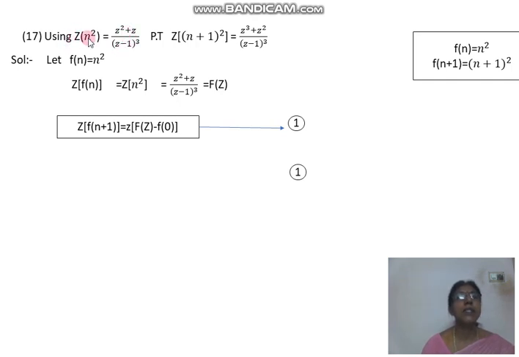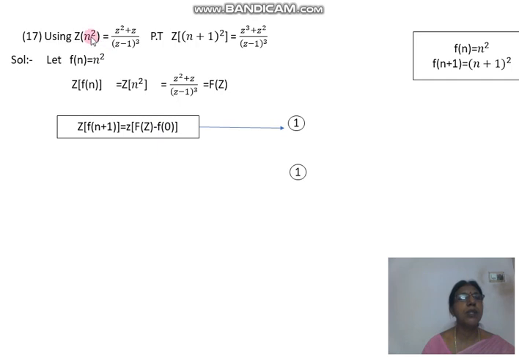We have given Z{n²} = (z² + z)/(z − 1)³. By using this one, you prove that Z{(n + 1)²} = (z³ + z²)/(z − 1)³. Okay, we have given Z{n²}.